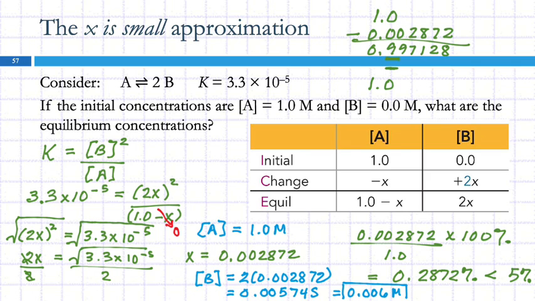I'll put this in orange. So without using the approximation, I get x is equal to 0.002868. Pretty close, right? You multiply that by 2, let's see. You get 0.0057. You round that to 0.006, it's the same.